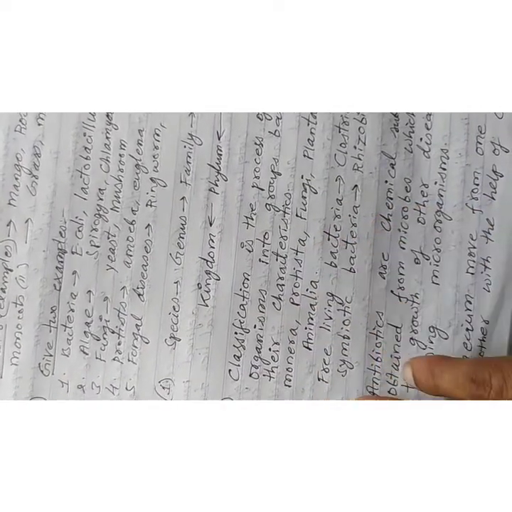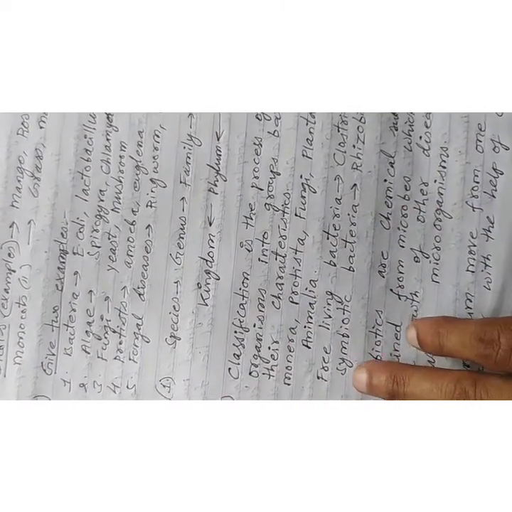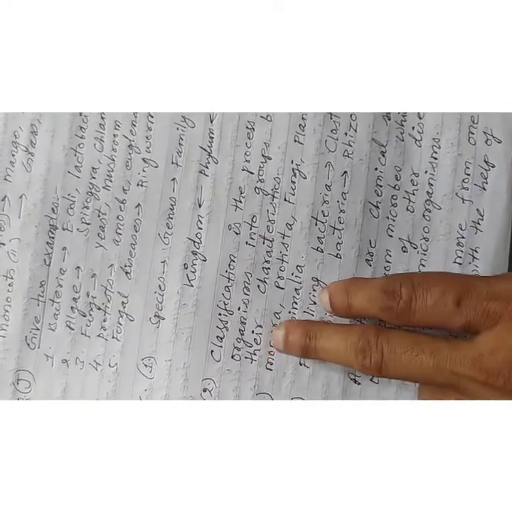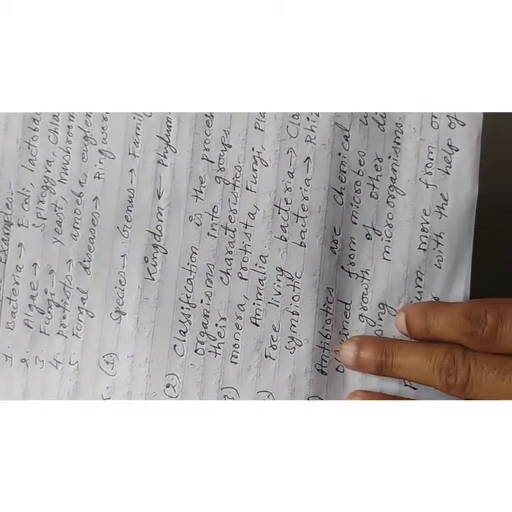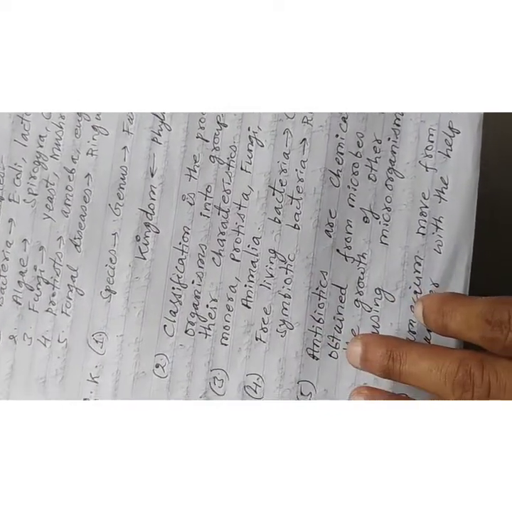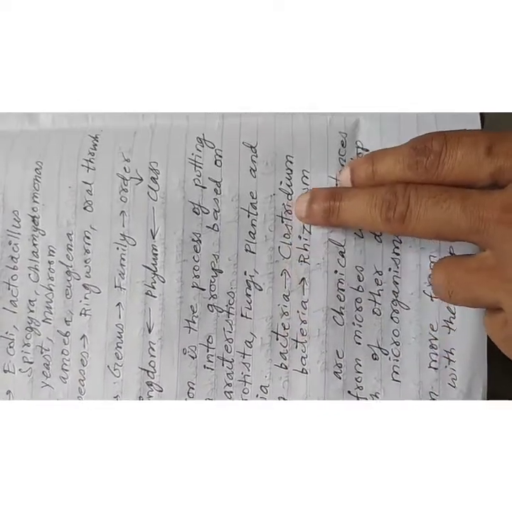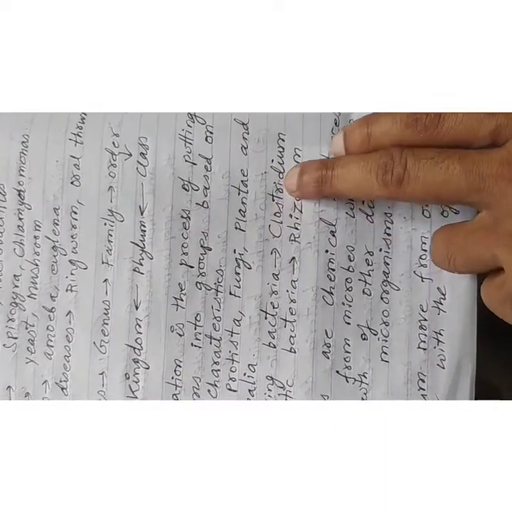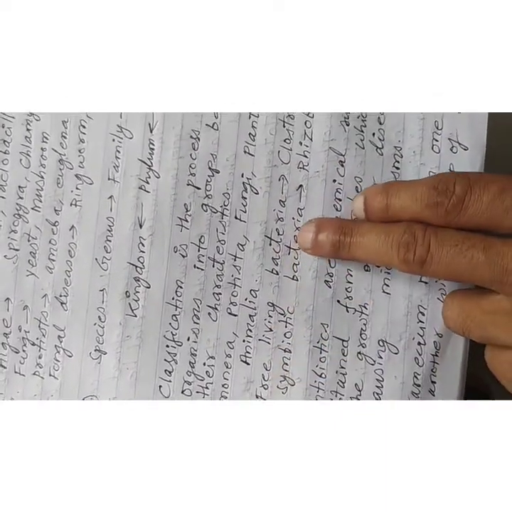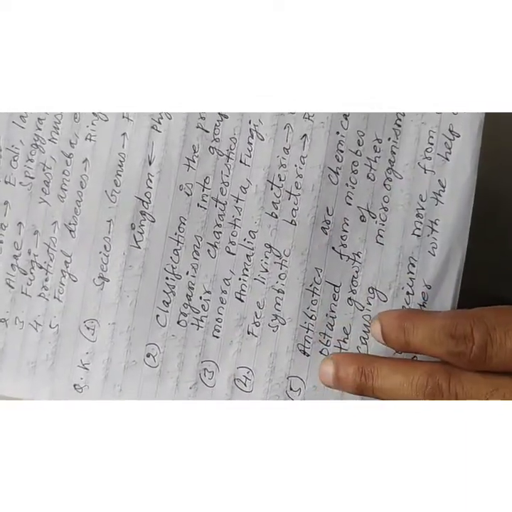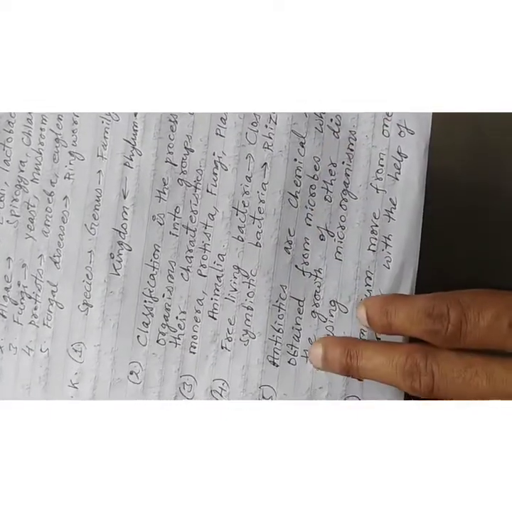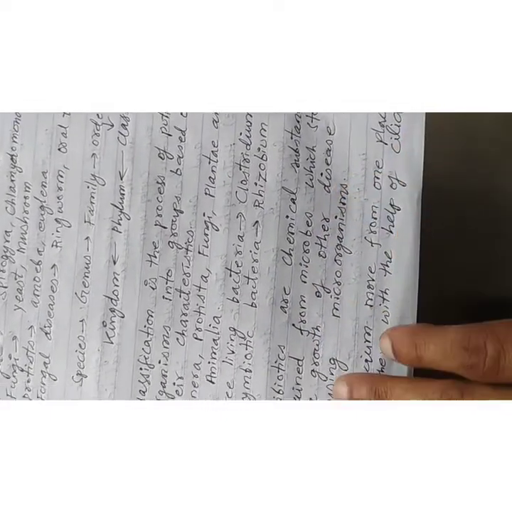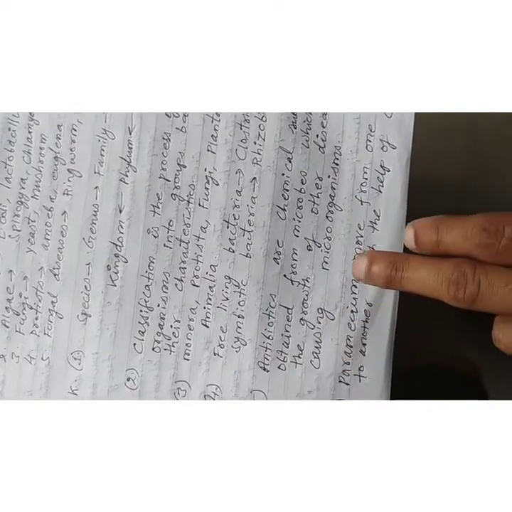Then third question is, name the 5 kingdoms proposed by Whittaker. Answer is Monera, Protista, Fungi, Plantae and Animalia. These are the 5 kingdoms proposed by Whittaker. Fourth question is, name one free living and one symbiotic bacteria. Free living bacteria, I have given the arrow, Clostridium, and the symbiotic bacteria is Rhizobium. Then question number 5, what are antibiotics? Antibiotics are chemical substances which are obtained from microbes which stop the growth of other disease-causing microorganisms.